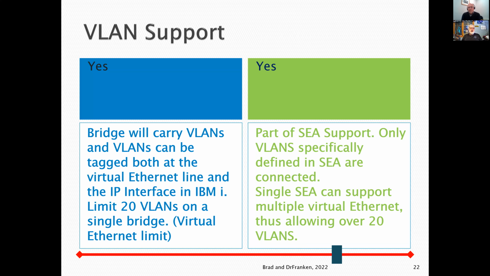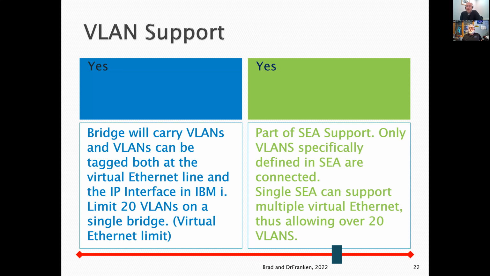But the bridge in IBM i will carry those VLAN tags. If you don't know what a VLAN is, it's a virtual LAN. It's a separate network that can run over the same cable. It's a piece of metadata that sits around the edge of a data packet that the switch is supposed to respect. Now, from a security point of view, you should ignore VLANs because you can spoof that packet if you have control over the network layer. But from a network administration and optimization point of view, VLANs are very useful. So I don't get hung up on this whole 20 VLANs limit because I don't have any sites that have more than 20 VLANs.